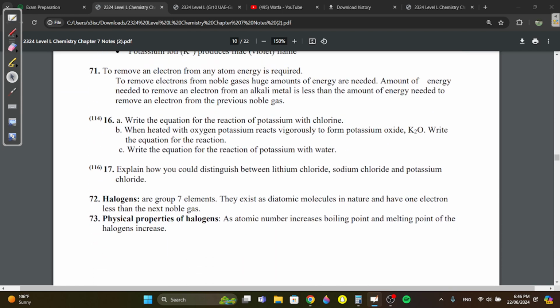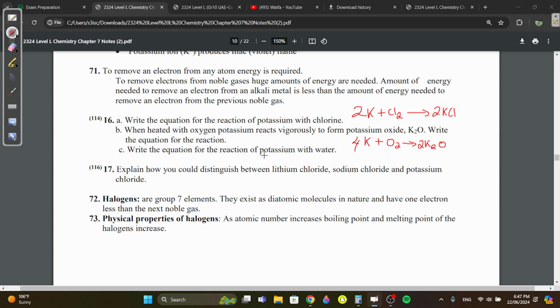Question 16. Write the equation for the reaction of potassium with chlorine. So we have K plus Cl2 to produce, obviously KCl. Okay, and it's 2Cl here, and here also 2. When heated with oxygen, potassium reacts vigorously to form potassium oxide. Write the equation for the reaction. Actually, it's going to be K plus O2 to produce K2O. Let's balance it. Since it's 2 oxygens here, it should be 2 over here. And since it's 4 potassiums here, it should be 4 over here.